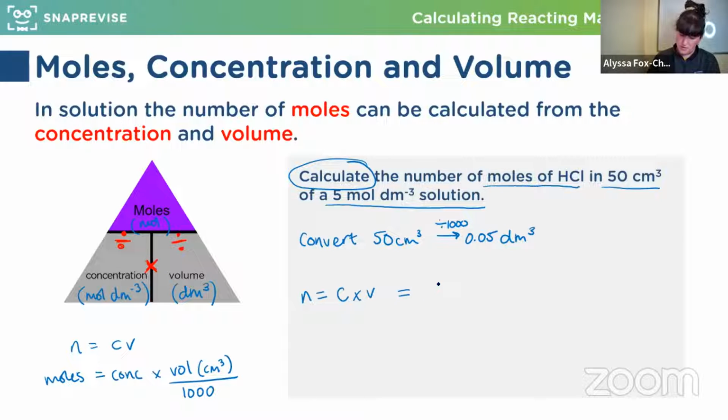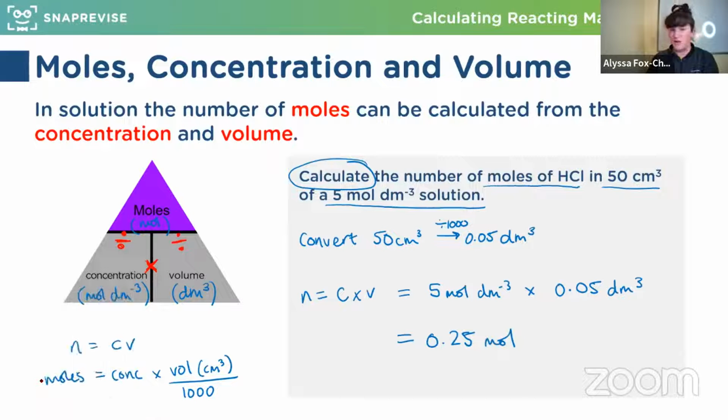The concentration I've been given is 5 moles per decimeter cubed, and I'm timesing it by the volume, which I've just converted. So 0.05 decimeters cubed. That gives me 5 times 0.05 is 0.25 moles.